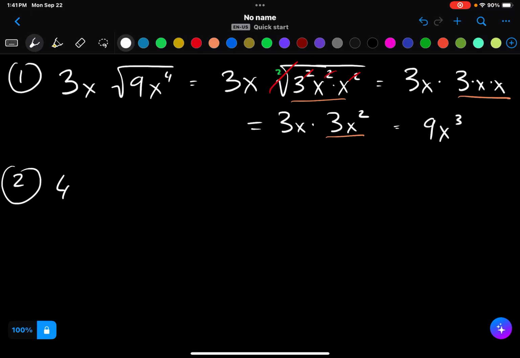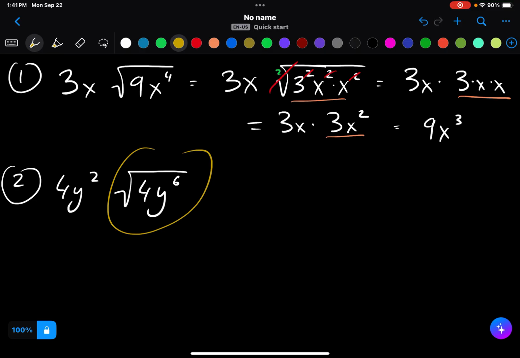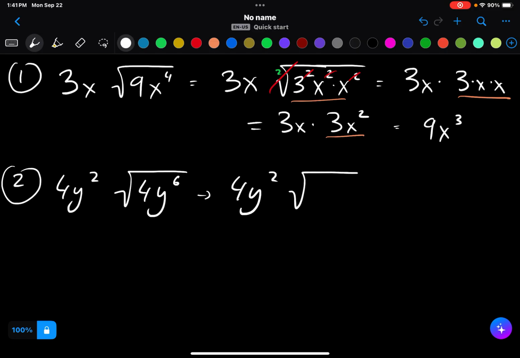For number 2, you have 4y to the 2nd power multiplied by another simple radical that has 4y to the 6th power. So again, ignore the 4y to the 2nd power for now. We're going to deal with the radical. So first, deal with the radical. It's a power 2 radical, so we're going to turn everything inside into a power 2 if possible. 4 can be written as 2 times 2, or 2 squared. And the y to the 6, I'm going to split it 3 ways into 3 y to the 2's.